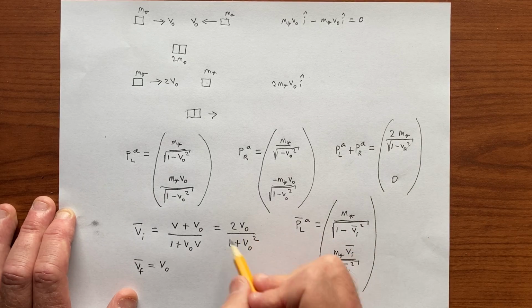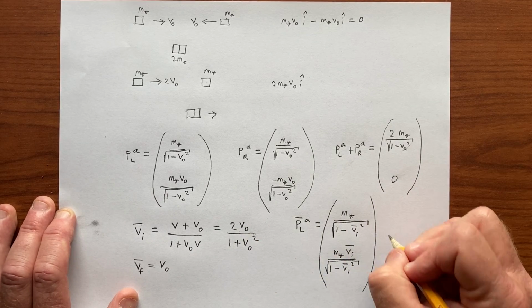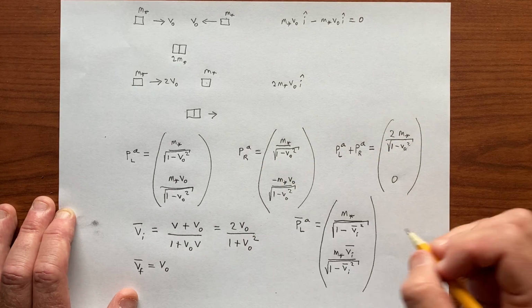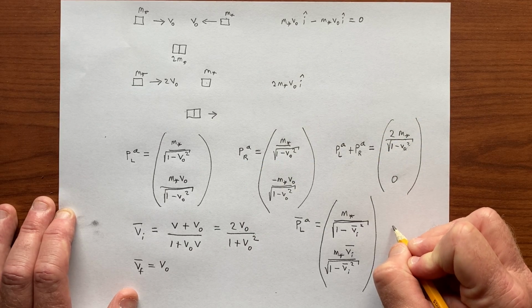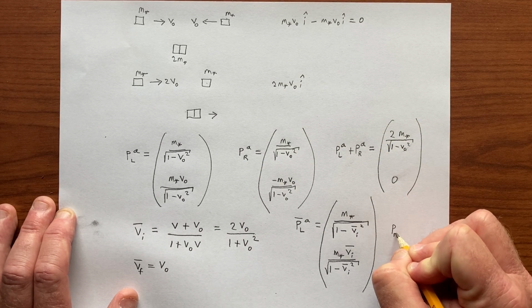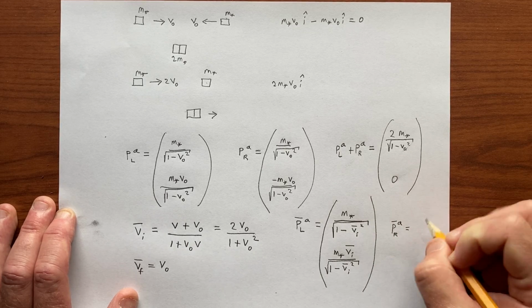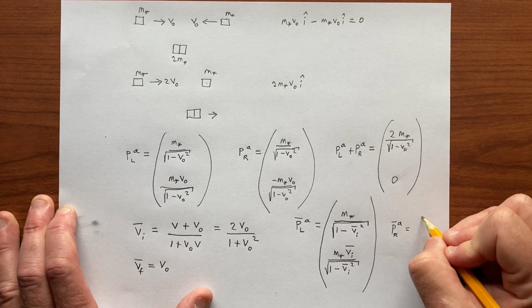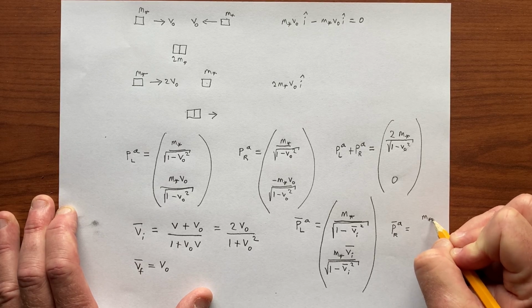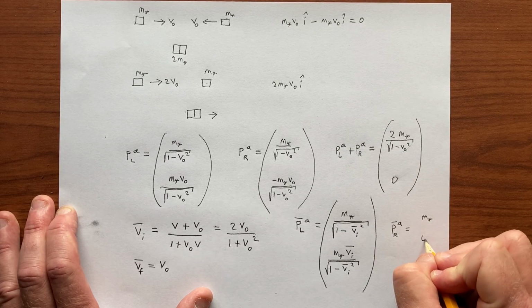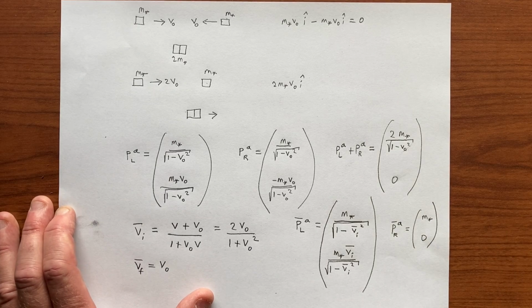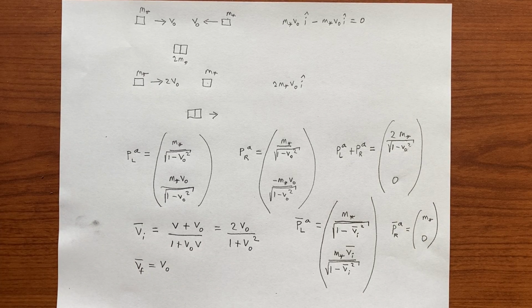And so we can plug this into here, and the other term, PR, the particle on the right, has an energy term that's just a rest mass, and then zero momentum. So we need another sheet.